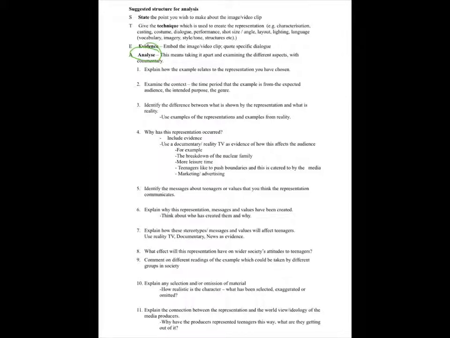So the first thing you need to do is to explain how the example relates to the representation you've chosen. If you've identified techniques clearly, then you should have already explained how your example links back to your thesis statement. So the example in the Breakfast Club of the nerd proves that nerds are losers because he's picked on, and ultimately, his character doesn't change, he doesn't win by the end of the day.